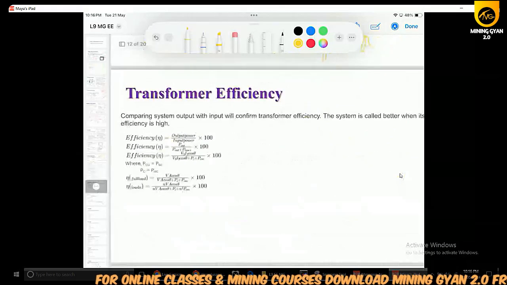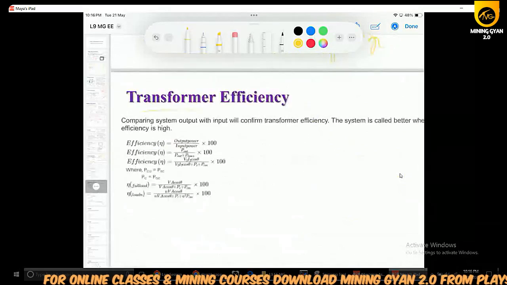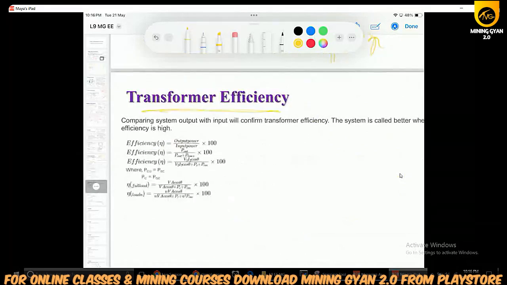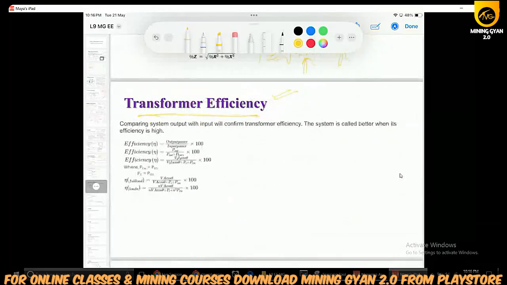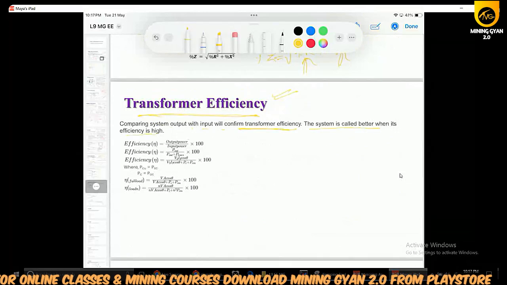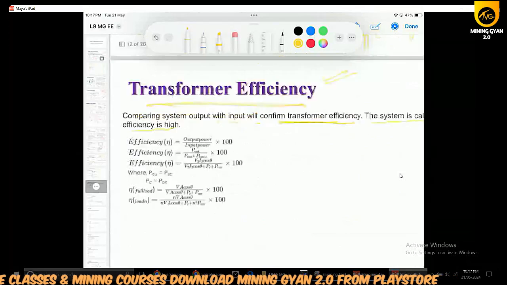Then next is transformer efficiency. We want to know about the efficient performance of the transformer, means how efficient it is. That can be measured in terms of transformer efficiency. Comparing the system output with the input will confirm the transformer efficiency, and the system is called better when its efficiency is high. Obviously you already know about that.